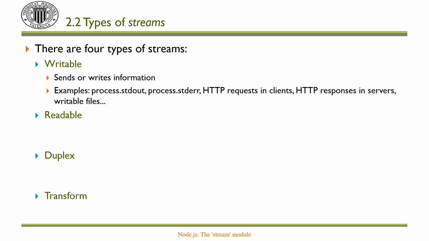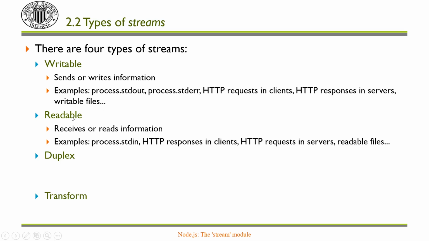Writable streams are used in order to send or write information. There are many examples: the process standard output, the process standard error, HTTP requests when they are used by clients, HTTP responses when they are used by servers, writable files, etc. Readable streams receive or read information, as already explained in previous slides. Again, there are many examples: the process standard input, HTTP responses in clients, HTTP requests in servers, readable files, etc.